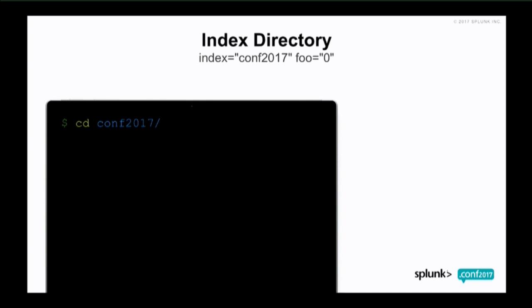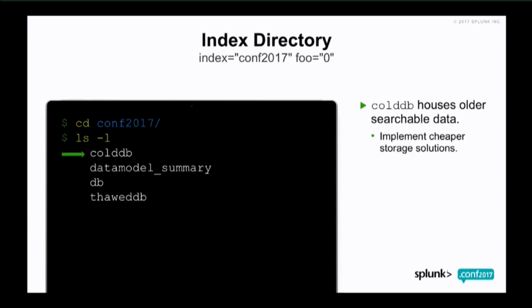Moving into the Conf 2017 folder, you can take a look. There are going to be two types of files we want to pay attention to today. Our first is the cold DB directory. This is going to house our older data that we still want searchable. So this is great if you want to implement cheaper magnetic disks for your older data that you still want to be able to look at, but also it doesn't need to stay on expensive SSDs.